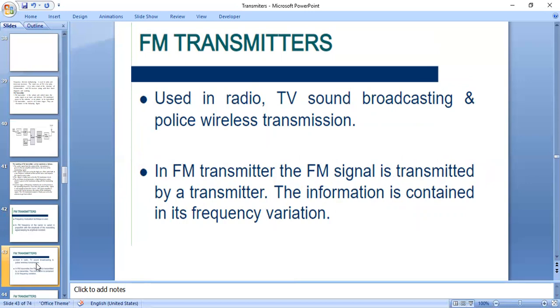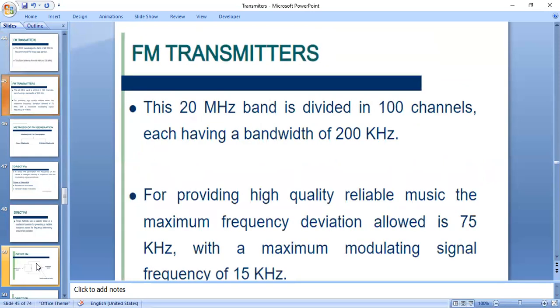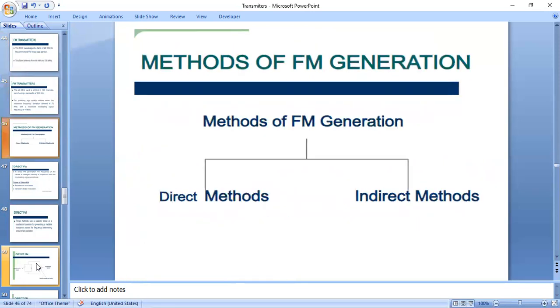Okay, so here we have different methods to generate an FM signal. We can generate the FM signal by using a direct method and also by using an indirect method.